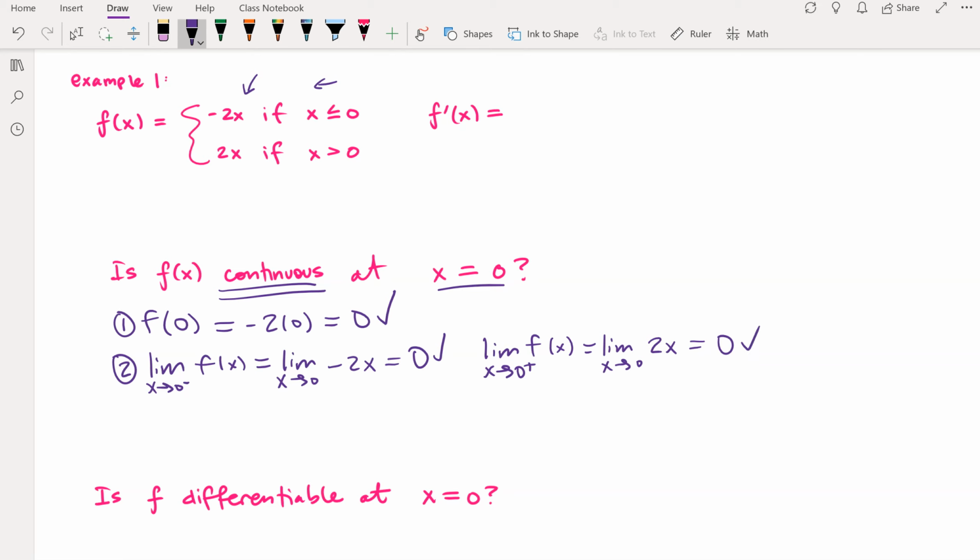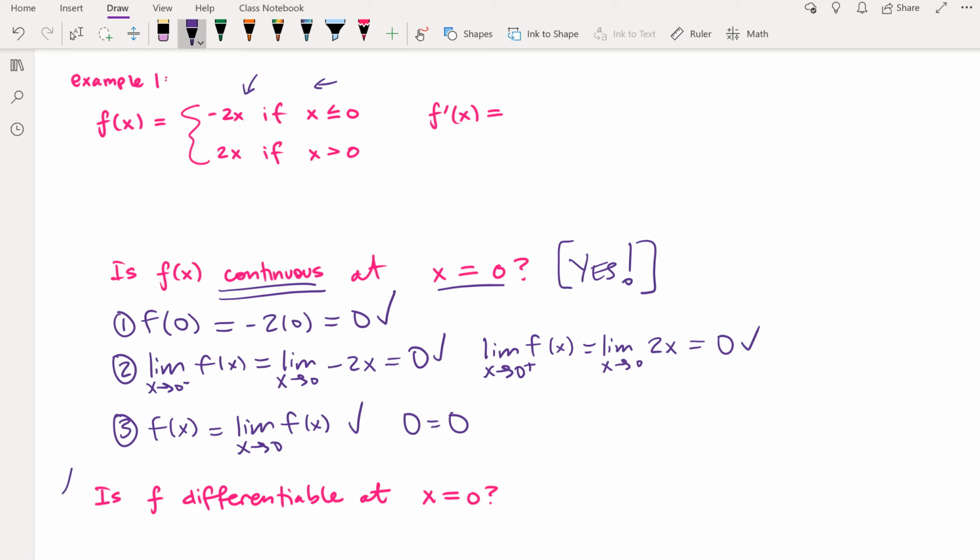Yes, we're good. And then the third step for continuity is, does f of 0 equal the limit as x approaches 0 of f of x? Yes, because 0 equals 0. We got 0 for all of our pieces, right? Okay, cool. So, yes, this function is continuous at x equals 0.